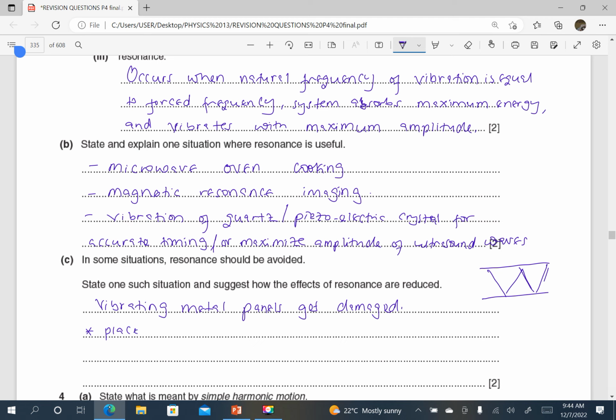You can place strengthening struts across the panels, or we change the shape or area of the panel, the area of overlap of the panels. So that will minimize damage.